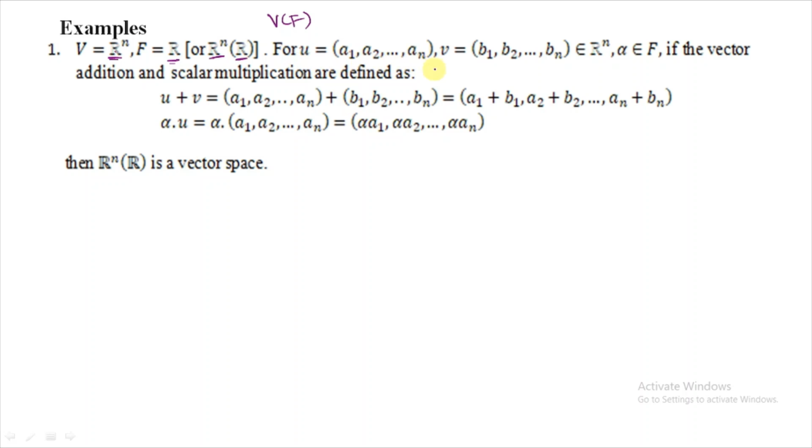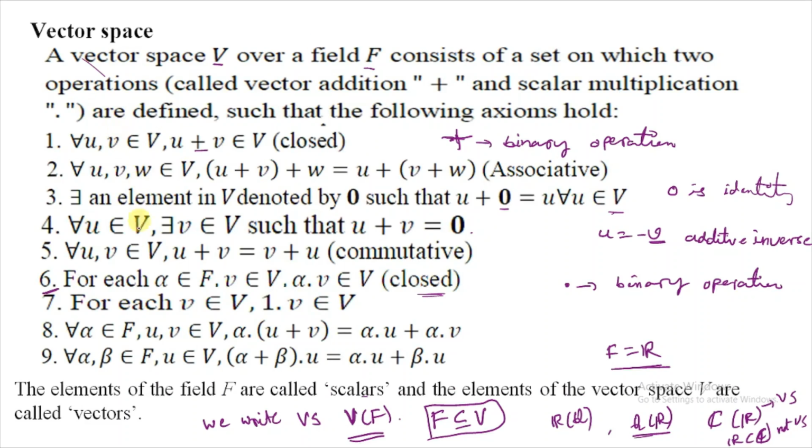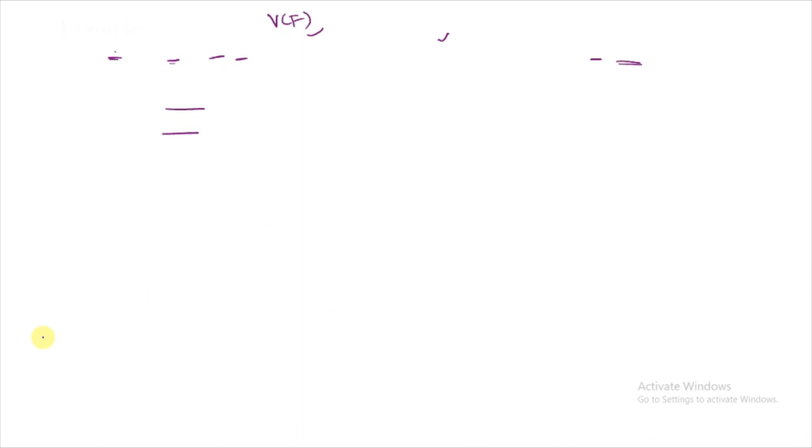For u and v belonging to Rn, these are the vectors. u and v are vectors in Rn, and some alpha belongs to F, it's a scalar. If the vector addition and scalar multiplication are defined as given by two conditions, now you have to show that it's a vector space. That means these two conditions satisfy all nine properties we defined for a vector space. Now check that one.